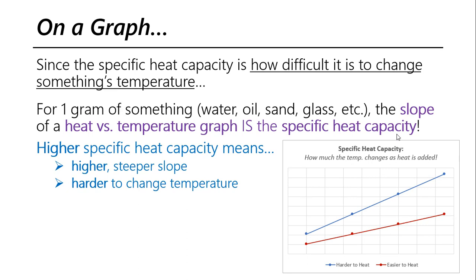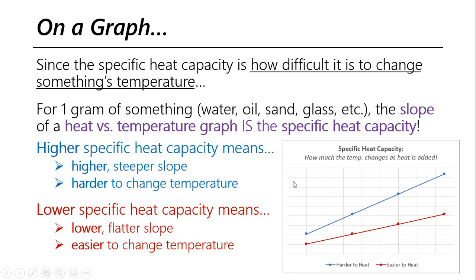Again, to summarize, a higher specific heat capacity means it's harder to change the temperature. So we would see that as a higher, steeper slope where we have to put in more heat on the y-axis to get some temperature change on the x-axis. A lower specific heat capacity means it's easier to change the temperature of something, which we see in a lower, flatter slope where you only put in a little bit of heat and then our temperature is flying away from us. Okay? Graphing is just one way we can show this.